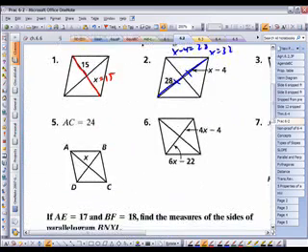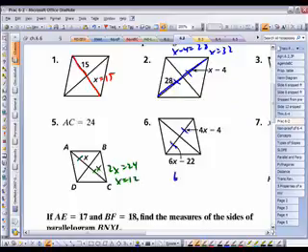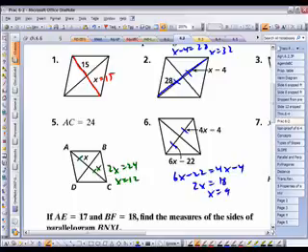Okay, if this is x, we know this is also x, so therefore 2x must be 24. The entire thing was 24, and so x would be 12. Once again, diagonals bisect each other, so these must be the same. 6x minus 22 must be 4x minus 4, so 2x is 18, x is equal to 9.